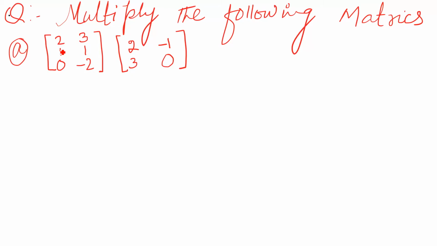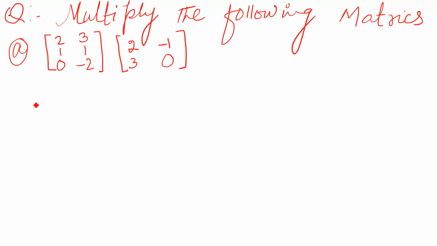The rule is that the number of columns of the first matrix should be equal to the number of rows of the second matrix, right? We have these two matrices, and no letter A, B, C, D represents them. Always we will consider this one the first matrix and this one the second matrix. See here, there are two columns in the first matrix and two rows in the second matrix. It means these two are conformable for multiplication, so we can multiply these two matrices.